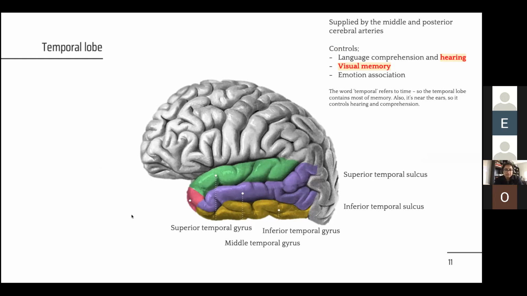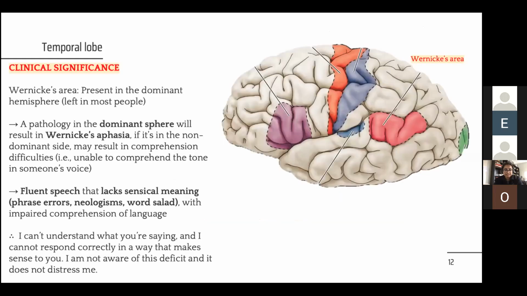The most important thing about the temporal lobe is Wernicke's area, and technically it lies partially in the temporal lobe and partially in the parietal lobe. It's not as well defined as Broca's area. Wernicke's area is also present in the dominant hemisphere, which is on the left side in most people. So if you have a pathology in the dominant hemisphere in Wernicke's area, you'll end up with Wernicke's aphasia, which is known as word salad.